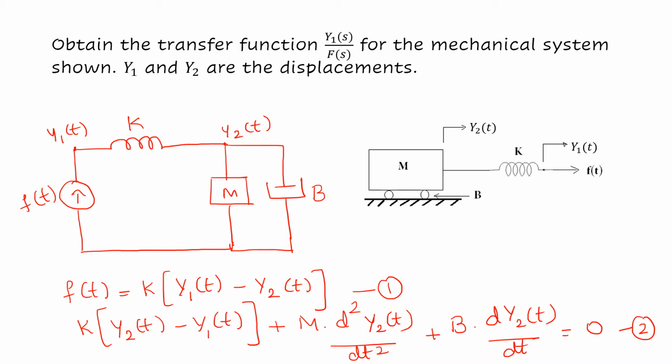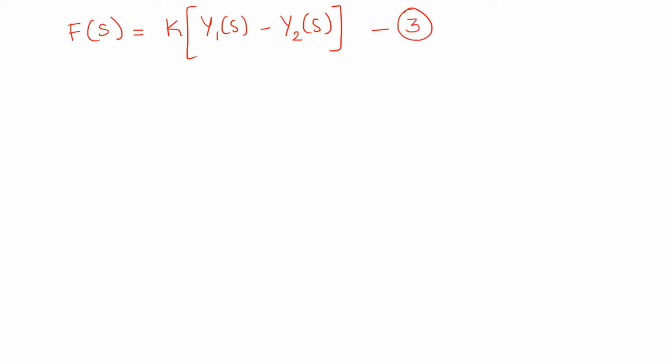Now in order to obtain the transfer function, we have to apply the Laplace transform to equations 1 and 2 by considering zero initial conditions. If we apply the Laplace transform to the first equation, f of t becomes F of s, which is equal to k into Y1 of s minus Y2 of s. This is equation 3.